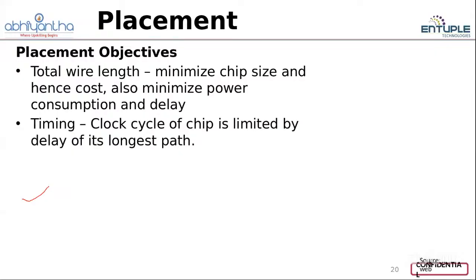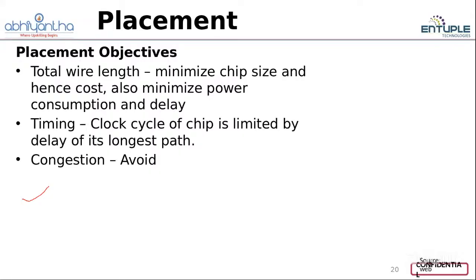So you have the placement activity. So how much total wire length you are going to use? You need to reduce your wire length so that you get a smaller memory size, minimize your chip size, and your expansion cost also you can reduce. Then your timing and the clock cycle of your chip is limited by the delay of the longest path. So which is the longest path in your design, that you need to analyze.